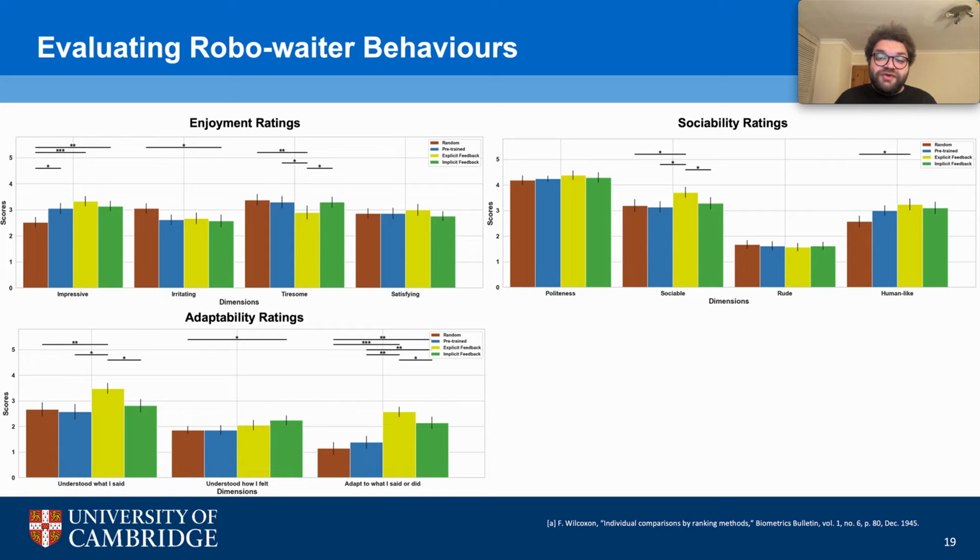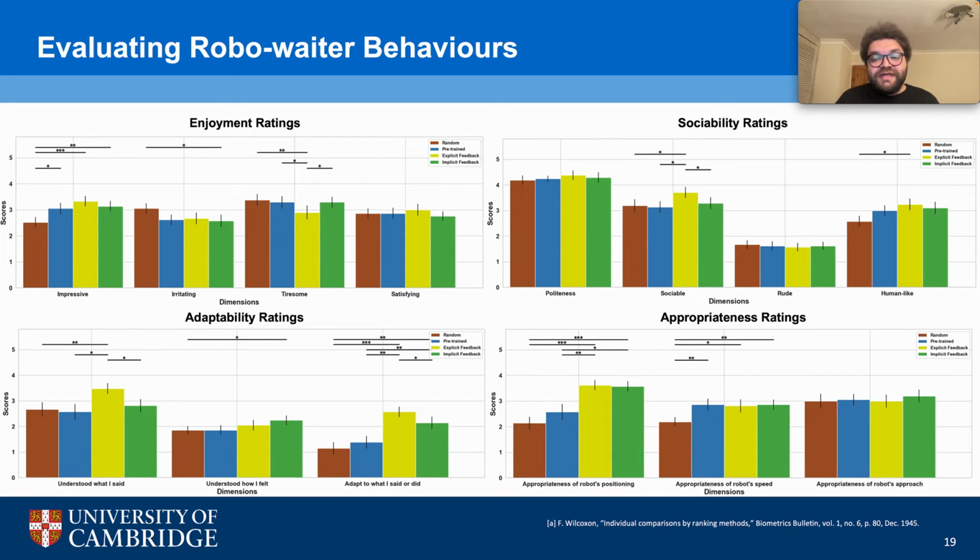Adaptability ratings show a similar trend, where the explicit feedback condition seems to emerge as the most preferred condition, with the robot being rated significantly higher in terms of understanding and adapting to what the participant said. The implicit condition performs the best at understanding how the participants might have felt, fulfilling the requirement from the robot under this condition. Finally, for appropriateness ratings as well, we see the adaptive conditions performing significantly better in terms of both robot positioning and speed.